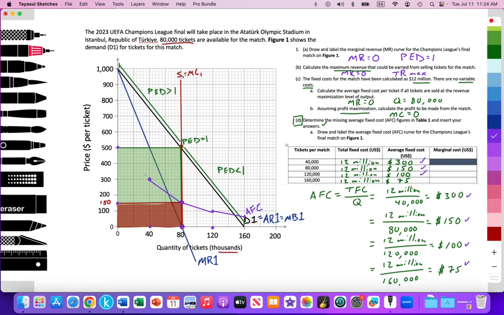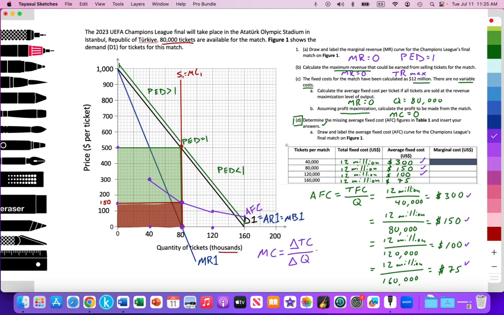Okay, so we see that the average fixed cost curve is going down, down, down. Let's end this with this last point. What would the marginal cost curve be? Again, let's emphasize that the marginal costs of production, the slope of the supply curve, is essentially looking at the change in the total costs of production divided by the change in the quantity of output.